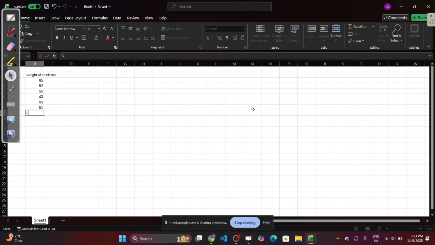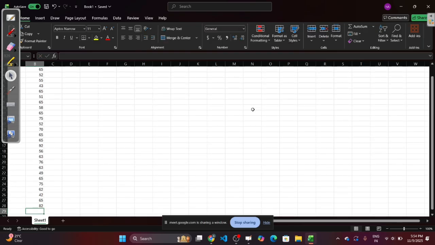If you have different values, you can check them. 65, then 58, 65, 75, 52, 70, 65, 65, 92, 56, 63, 76, 53, 49, 55, 75, 62, 42, 65, and 82. Right? These were the values for the weight.